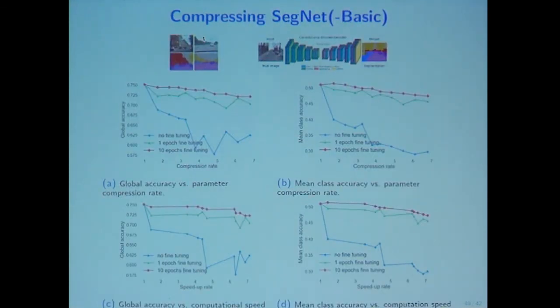Also, our method can be applied to compress SegNet. SegNet is a network that can execute segmentation of street scenes. It has many branches and a very complicated structure, but our method can be applied to this kind of network. We see that even if the computation speed for new images is four times faster than the original network, it also shows a better performance in this situation.